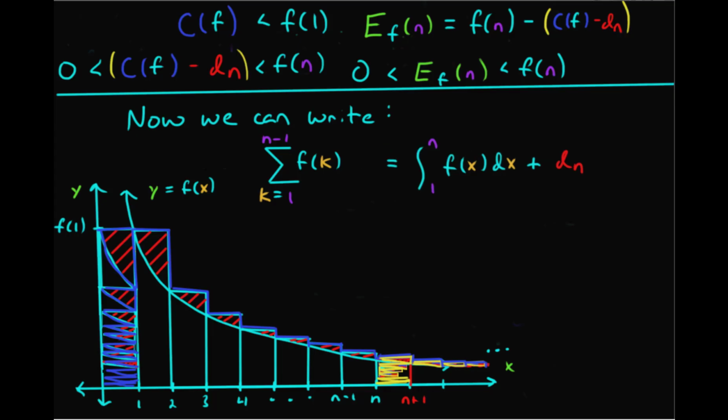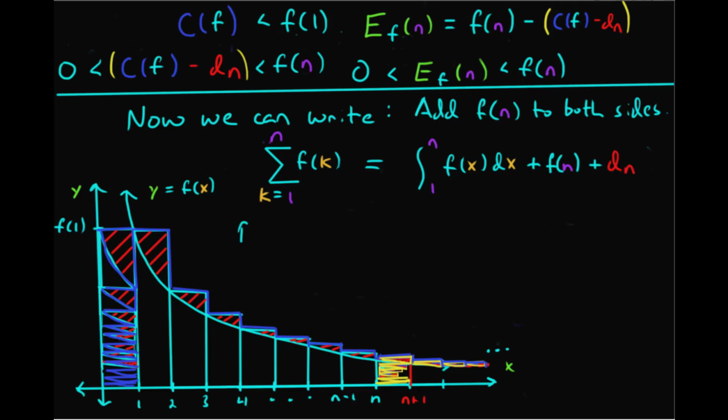Now let's add f of n to both sides of this equation. When we do that, we have on the left-hand side now the summation from k equals 1 to n, and on the right-hand side, I'm just going to switch the orders of the terms. So we'll have the integral plus f of n plus d sub n.